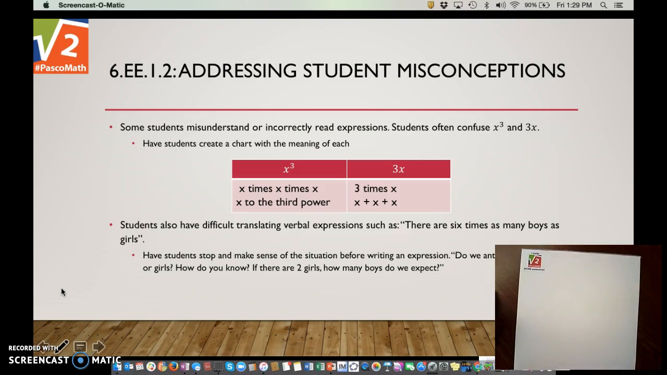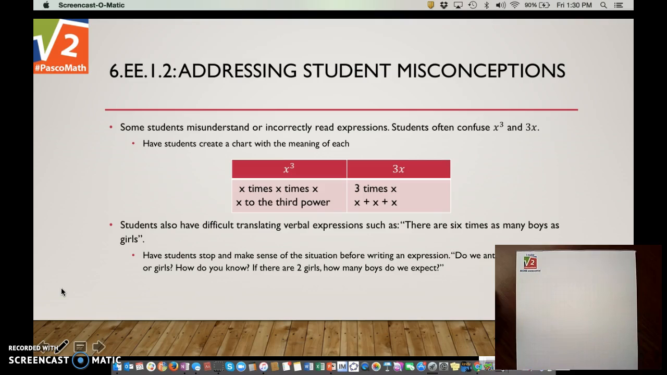So when looking at some student misconceptions and how to address those, some students might misunderstand or incorrectly read the expressions. X to the third and 3x is a common one when they confuse the two. And just go back to what we just worked with in 6.EE.1.1. With x to the third, what does that mean? X is a base, 3 is the exponent, x is used as a factor 3 times. And then how is that different than 3x? Well, 3x is just 3 times x, and multiplication is just repeated addition. So it's x plus x plus x, and there's a distinct difference there. And just like the table shows, I'll definitely have those two, a similarity and difference discussion going on in the classroom, and have them make sense of it.